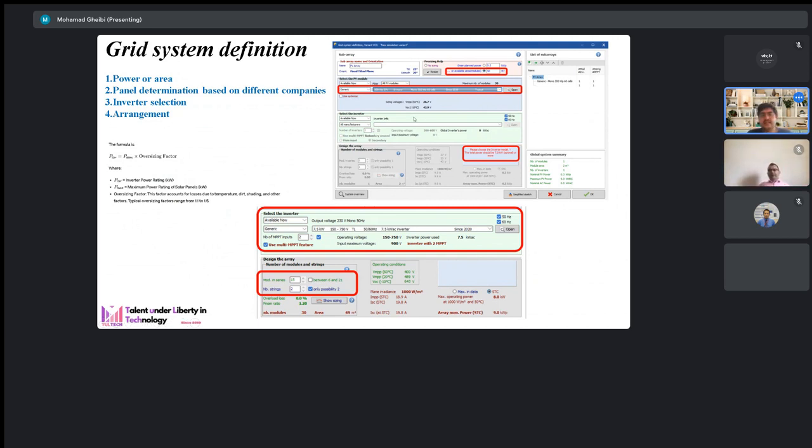It's very important because there is a relationship, a formula, for finding the inverter capacity based on the panel that you are using. And here, based on the oversizing factor, which is defined between 1.1 and 1.5, you can find the exact value of the inverter and the capacity of the inverter, and you can use it.